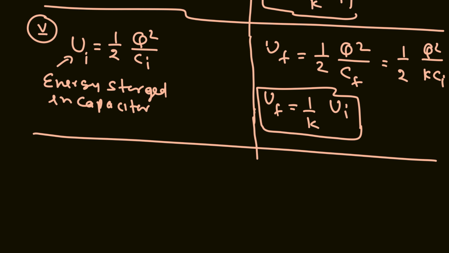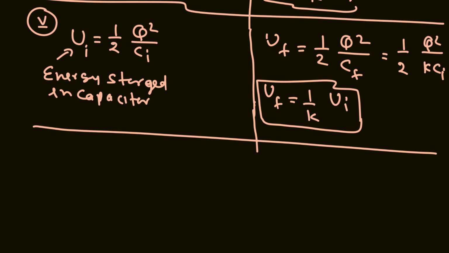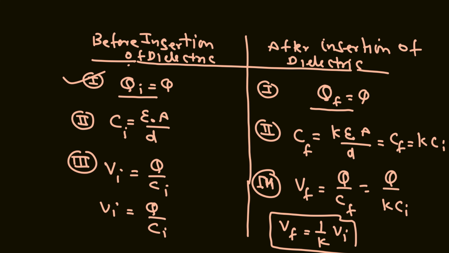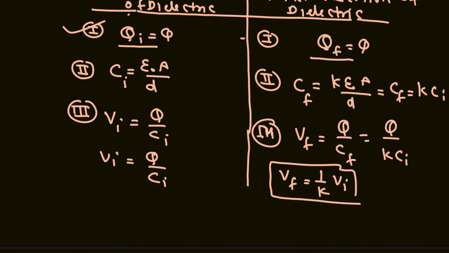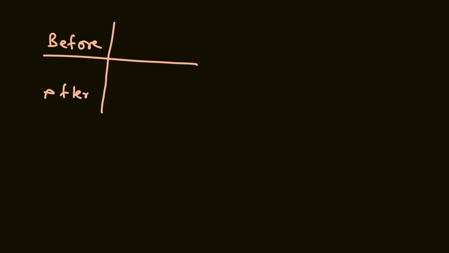I already explained here that the charge remains the same, the capacitance becomes K times, and the electric field and energy decrease. Now I am writing here before and after. I will make one table here.